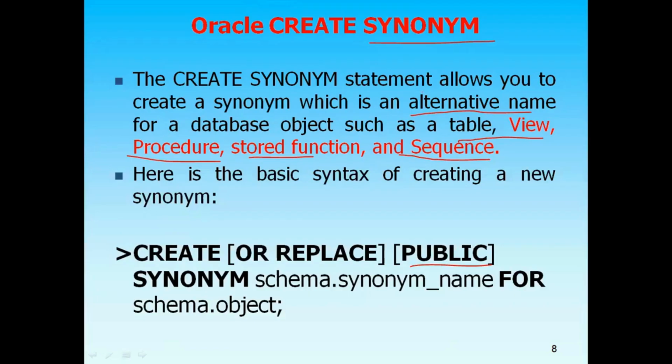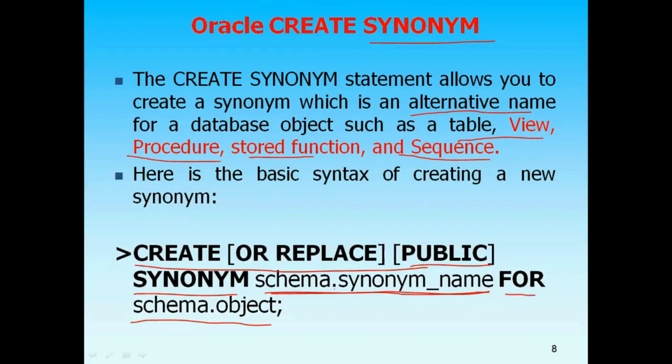So this public and this replace word is optional in the syntax. So what is my syntax here? Create or replace synonym name. This name is given by the user. For example, a DBA wants to create a synonym for a particular table that can be accessed by all the users in the database, right? So here this name will be given by the DBA. This name will be a simple name that one user can remember easily, right? For a particular schema dot object, right?